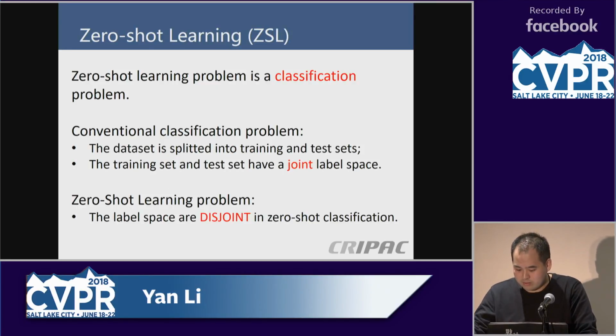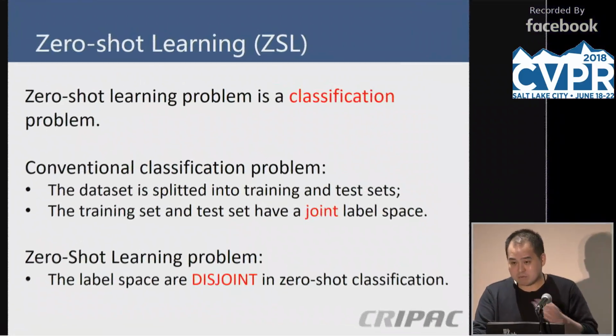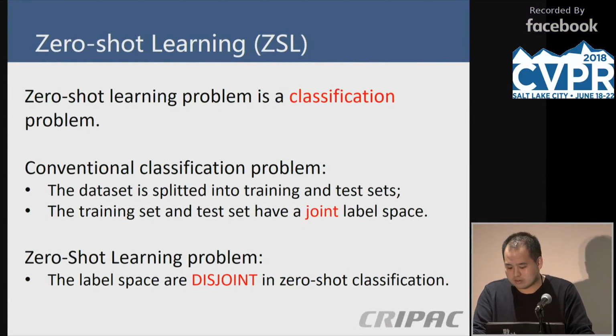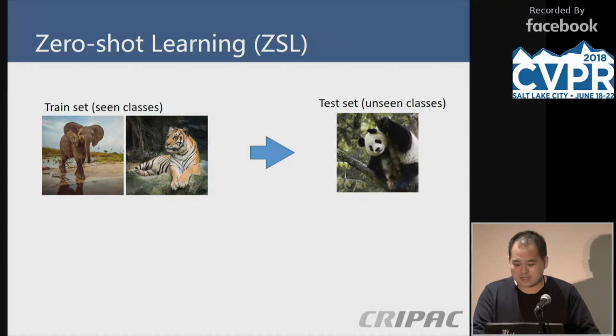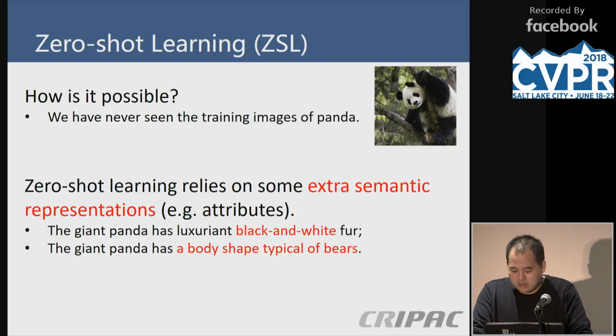Well, the zero-shot learning problem is a classification problem, but the difference between zero-shot learning and the standard classification problem is that the training set and the test set will have a disjoint label space in zero-shot learning. That is to say, test classes in zero-shot learning are unseen classes. How is it possible? How is it possible if we have never seen the training images of panda?